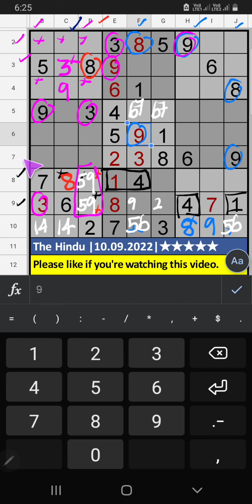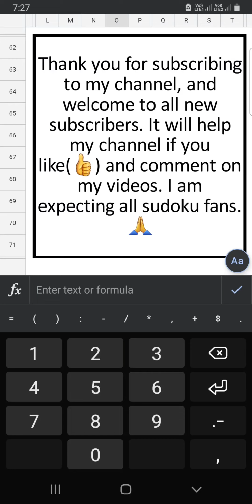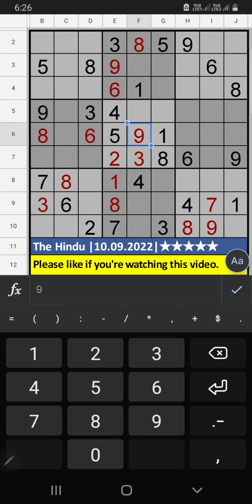Column C and 7th row, we have pair numbers 8 and 6. So 8 and 6 can't come in these cells. It will come in one of the two cells. Column D, we already have 8. So 8 can't come in the cell, 8 is confirmed here. Then 6 is here. Seventh row, we have 2. So 2 can't come in these cells. 2 will come in one of the cells. We will confirm later.